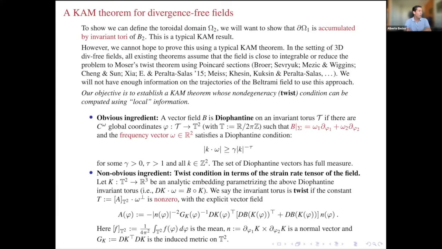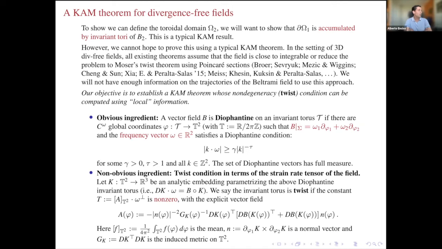So the first tool we need to use is KAM theory for divergence-free fields. The setting is that we suppose that we have constructed that Beltrami field B2. It is tangent to the boundary of the first toroidal domain, so that is an invariant torus. We need more invariant tori. So we can use those toroidal domains to enlarge the domain and to construct a weak solution.